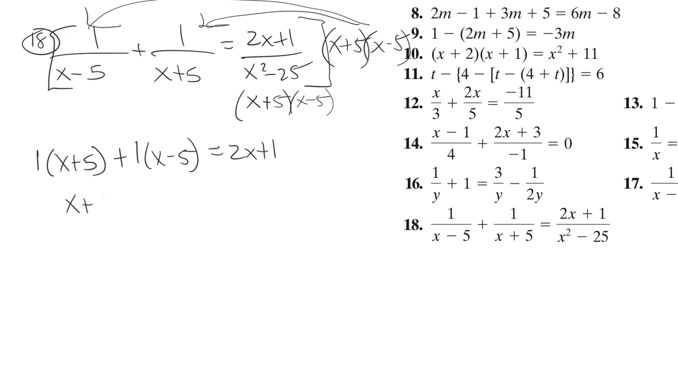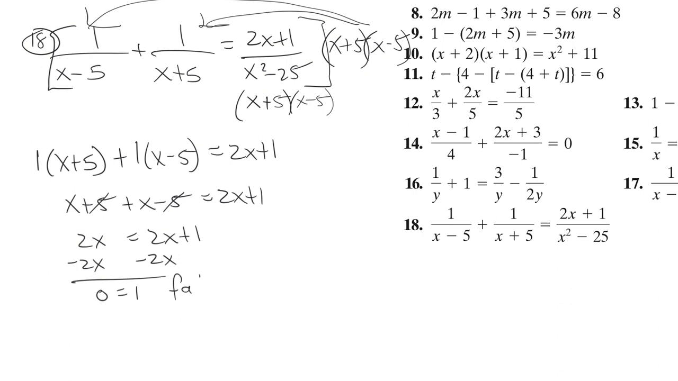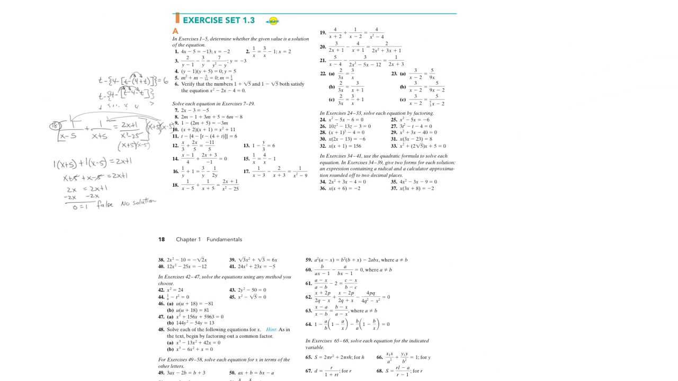So we have x plus 5 plus x minus 5 equals 2x plus 1. So you have 2x, and then the 5's cancel, equals 2x plus 1. This won't work, right? Because if I do this, I get 0 equals 1, which is certainly a false statement. And that means there is no solution to that one right there. Okay, super. Let's take a look at what else we got in store for us.